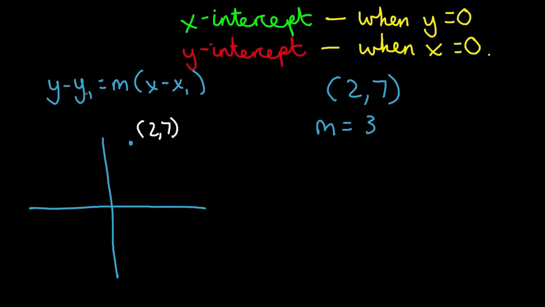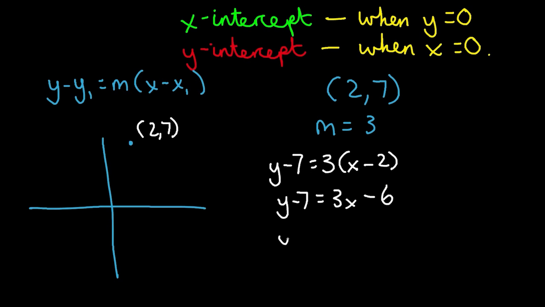So let's say this is the point (2, 7), and we substitute these values into this equation. So we have y minus y sub 1, which is 7, is equal to m, which is 3, times x minus x sub 1, this value 2. So this gives us y minus 7 is equal to 3x minus 6. So y is equal to 3x, adding 7 to each side, plus 1.